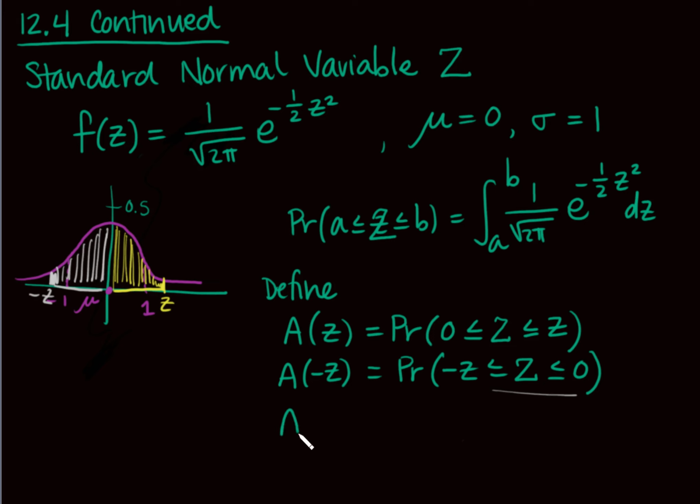So the reason we need to talk about that is because when we use a table to calculate these, I don't need to worry about the negative because I can just take the absolute value. Okay, so we need to do a couple examples of this.